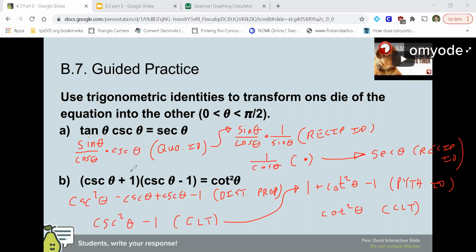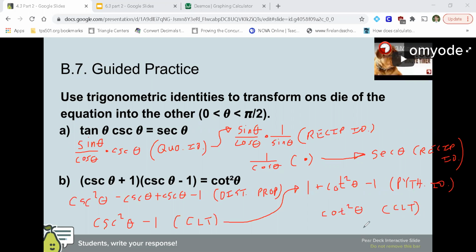For the second one, if you distribute it properly, you should get this as your answer. If you combine like terms, the cosecants cancel out. And then cosecant squared is just 1 plus cotangent squared according to the Pythagorean identity. And 1 minus 1 is 0, leaving us with just cotangent squared, like we wanted, by combining like terms.